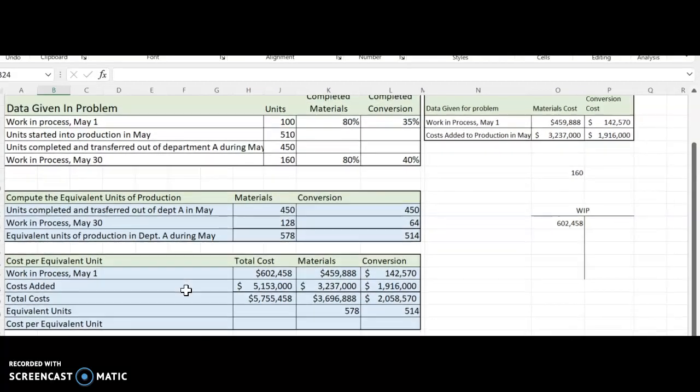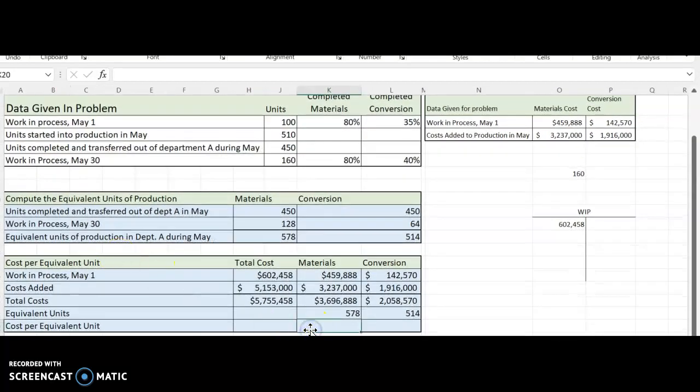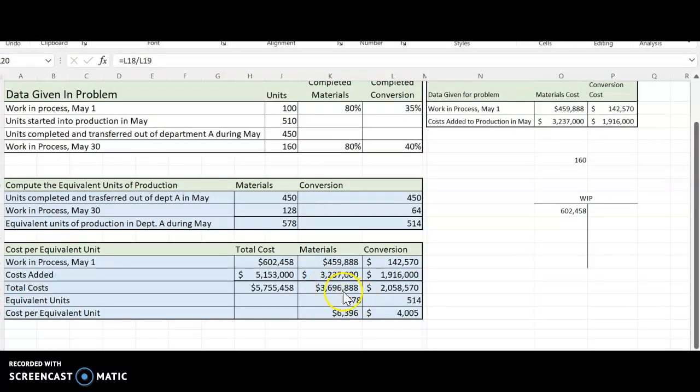So remember, cost per unit means divide. We're going to take our total materials cost and divide it by our equivalent units that we calculated in the first video. That gives us our cost per unit for materials. Then we do the same thing for conversion: take our total conversion cost, divide it by our equivalent units from video 1, and that gives our conversion cost per unit. So the dollar amount divided by the unit gives us the dollar amount per unit.